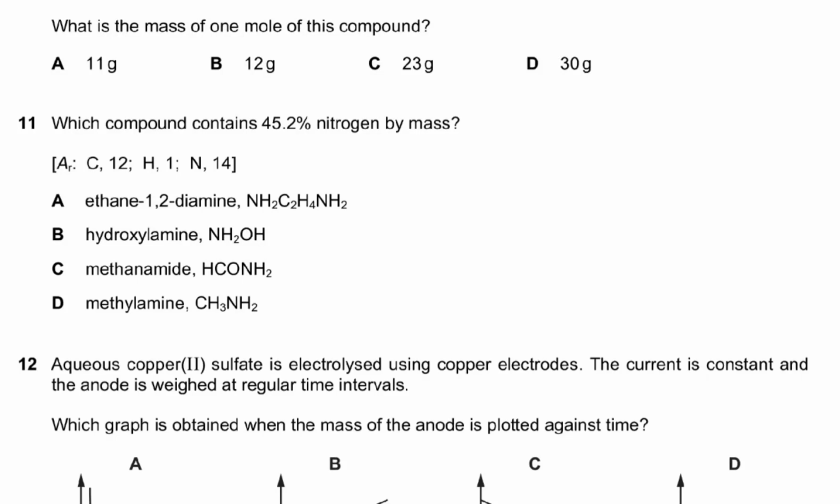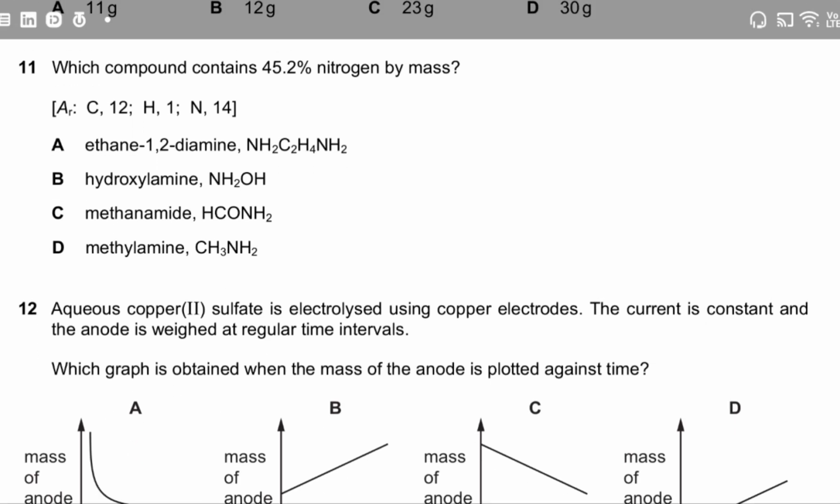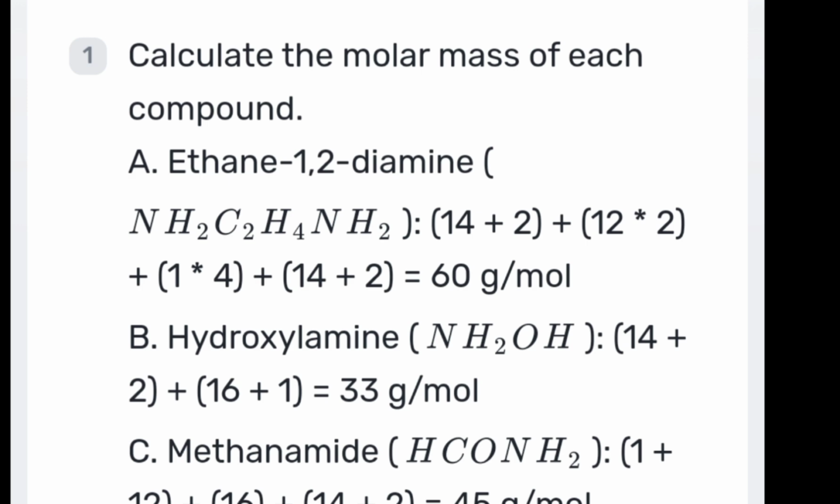The first question is, which compound contains 45.2% nitrogen by mass? The masses are given to you of carbon, hydrogen, and nitrogen, and we have a simple molecular mass calculation here, and then we can calculate the individual masses of each and every element within that molecule. So here we have that procedure.